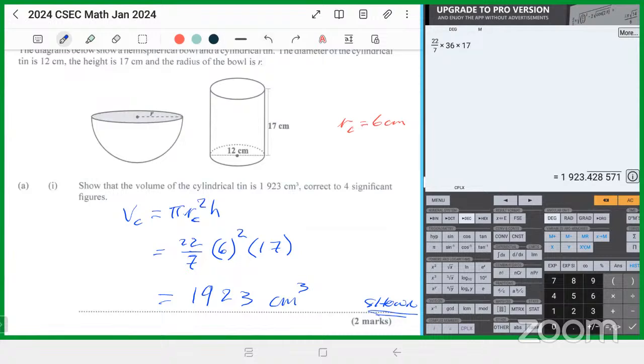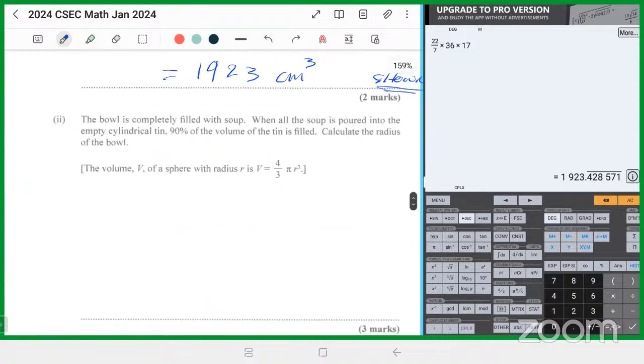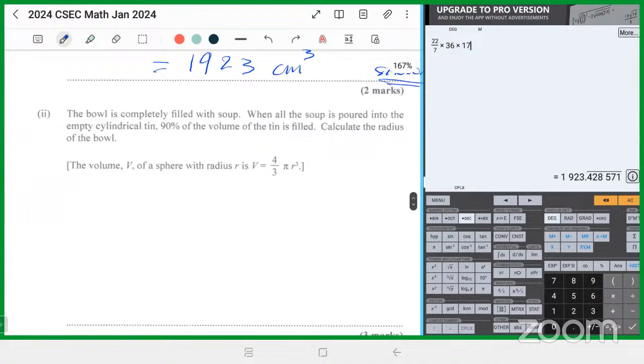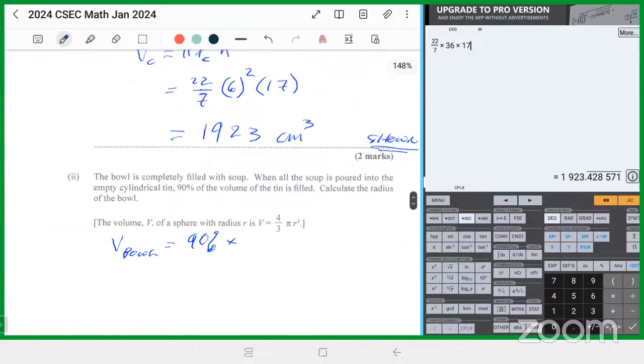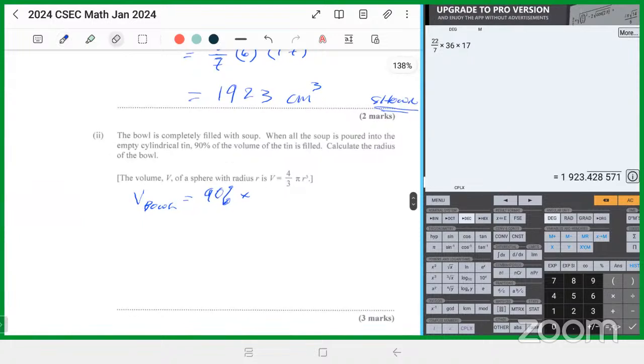All right. The next part says the bowl is completely filled with soup. When all of the soup is poured into the empty cylindrical tin, 90% of the volume of the tin is filled. So it's 90% of this. Calculate the radius of the bowl. So basically it means that the volume of the bowl is 90% of the volume of the tin. So we can write that. The volume of the bowl becomes 90% times the volume of the cylinder.